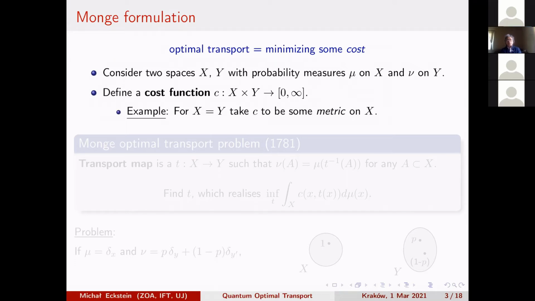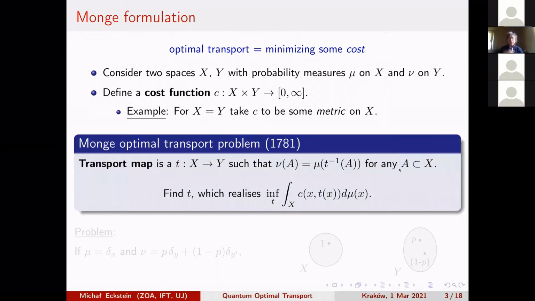One nice example is that if Y just equals X, and you have some metric on X, you can think of it as having some space with some geometry, let's say some hills and some valleys. And you need to take into account this geometry if you want to perform some optimization to minimize your work. Okay, so the Monge optimal transport problem is formulated as follows. If you have a map from X to Y, it's called a transport map if it maps your initial measure to your final measure, in this sense. And then you take your cost function, you integrate it against your initial measure, and then you look for an infimum over all these transport maps, and the one that realizes this infimum is the solution to your transport problem.